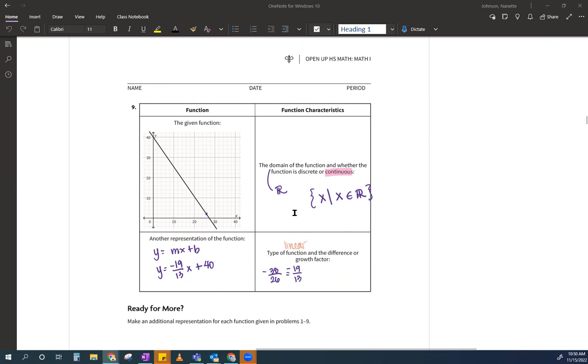All right. So the biggest deal here in terms of these two problems, can you tell the difference between discrete and continuous? And can you tell if it's linear or exponential? Can you find me a growth factor? In this case, it was called the slope, and then give me another representation. Very good.